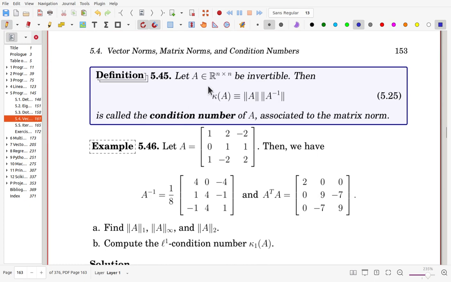If A, a square matrix, is invertible, then we can define the condition number. Kappa of A is the norm of A times the norm of A inverse. And of course here, the norm should be the same, so associated to the matrix norm. So once you are using the one norm for this measurement, then that is the one condition number. If you are using the two norm, then it is the two condition number. So we usually say L1 condition number, L2 condition number, or L infinity condition number when the matrix norm is the L infinity norm.